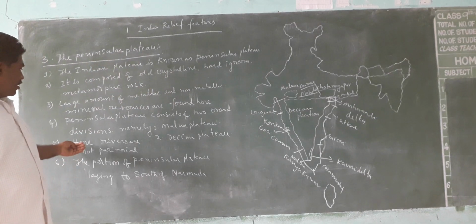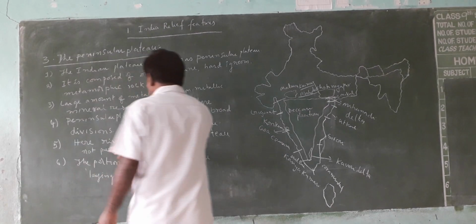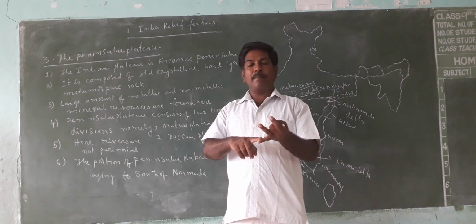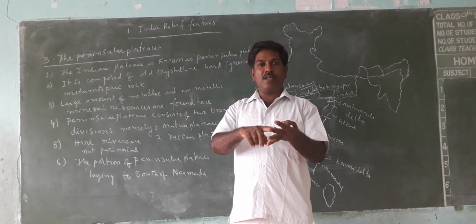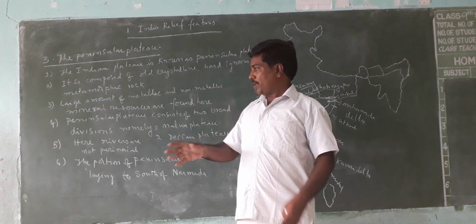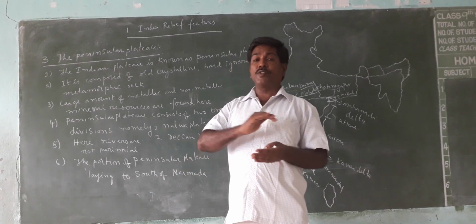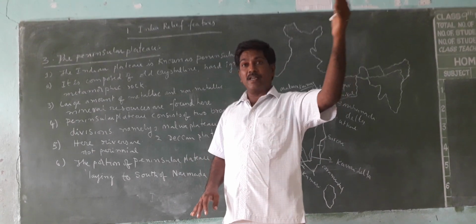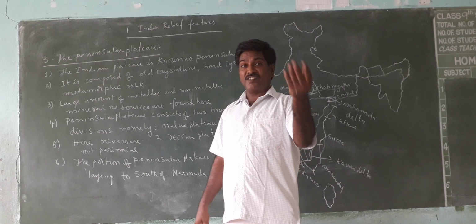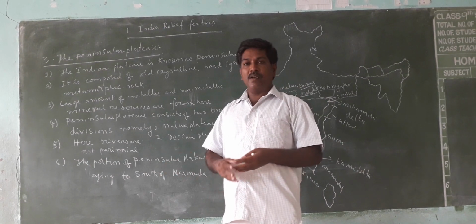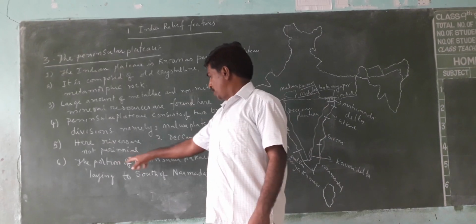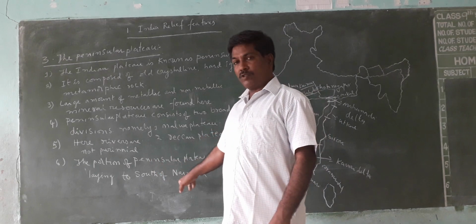And later, the rivers here are not perennial. The rivers here, such as Mahanadi, Godavari, Krishna, Penna, Kaveri, and other rivers, do not flow continuously like the Indus, Ganga, and Brahmaputra. These rivers flow just in the rainy season and run very low in summer. They contain less water, so that's why they are not perennial. And the next one is the portion of the peninsular plateau lying to the south of Narmada.